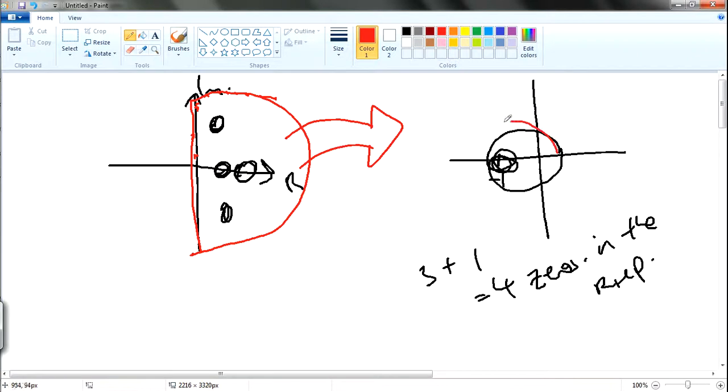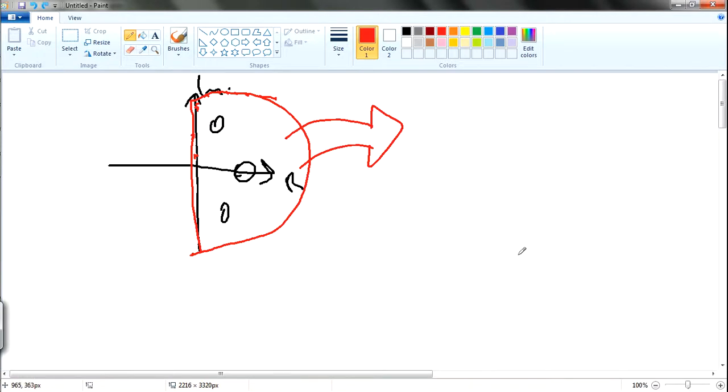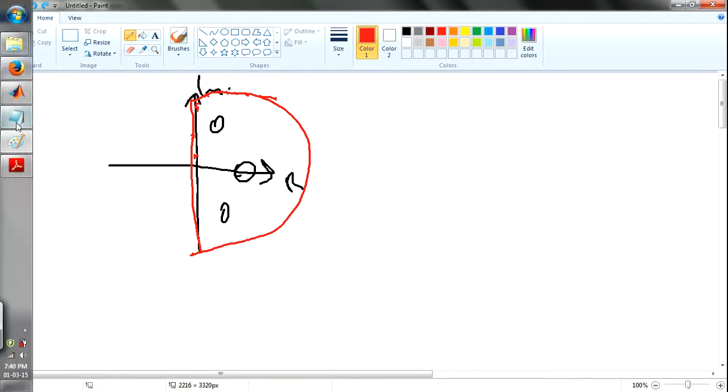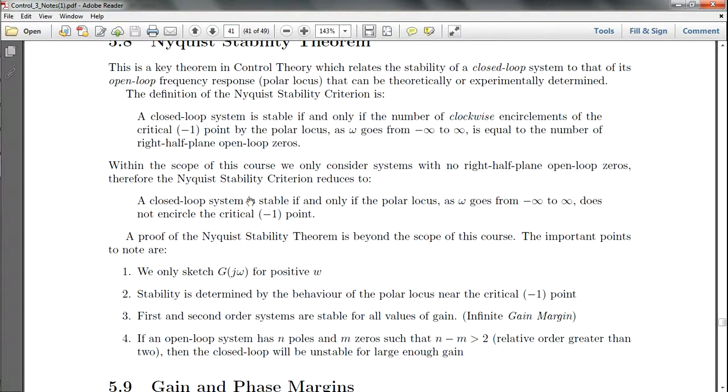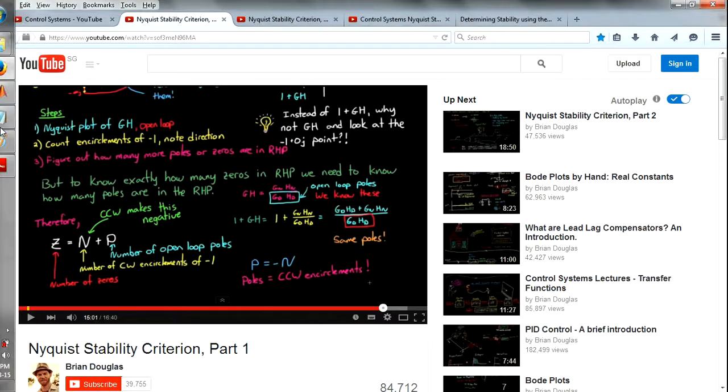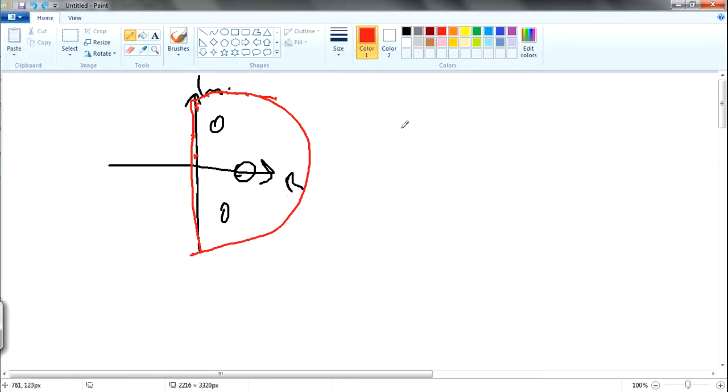Let me redraw again. It will be 1, 2, 3, and then something like that. It may be abstract and I may well be wrong, but this is the concept. Also, one thing about negative 1: because 1 plus GH equals 0, if you bring this negative 1 over here, you have GH equals negative 1.